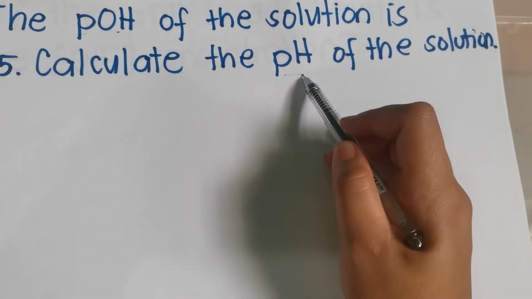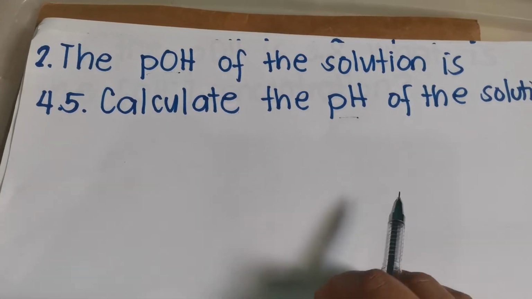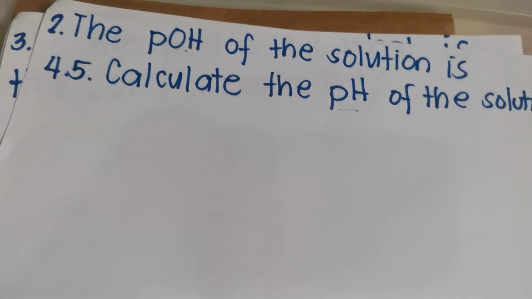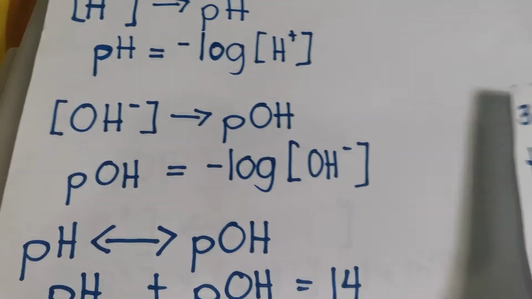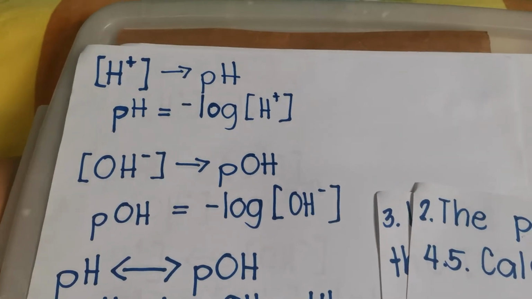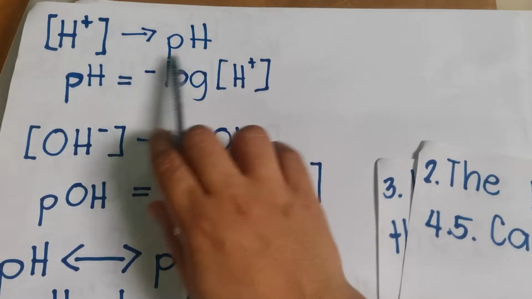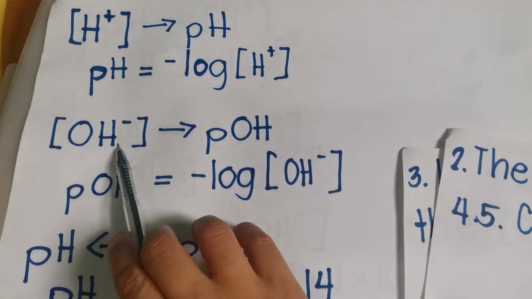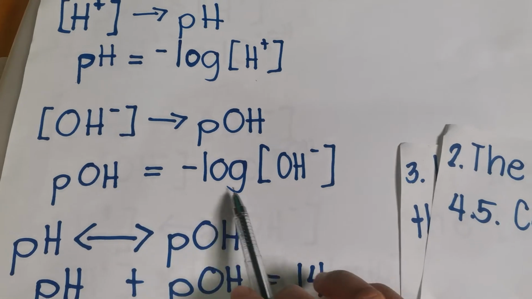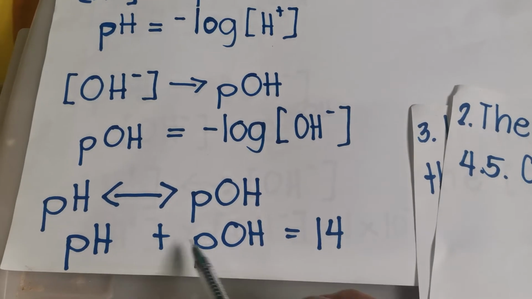As I said, in my chemistry class I sometimes give students the formulas themselves. So I have here the said formulas, a sample I have given. If the given is H plus and we need to find the pH, then this will be the formula that we use. Same with this one, from OH negative to pOH, this will be the formula. And if it is vice versa, we use this one.